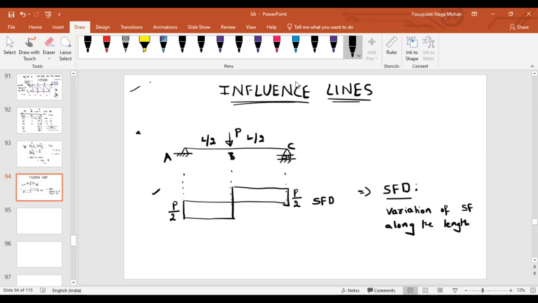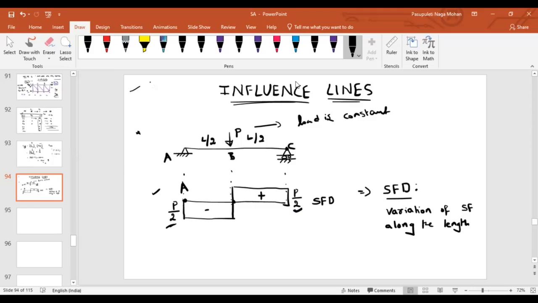That means here what is constant? Load position is constant. Here the load is not moving at all. Load is sitting at the midpoint only. So if the load is sitting at the midpoint, how is your shear force varying from point to point along the beam? If I talk about point A, what is the shear force acting at that point? From this diagram, we can say, if we speak with respect to sign, P by 2. If we are talking about C, as the load is sitting at point B, what is the shear force at point C? P by 2.